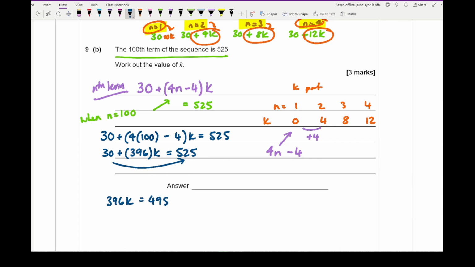And then if I take the 396 over to the other side by dividing, I get a k value of 1.25. And remember, k is a constant, it's not an n, so it doesn't need to be a whole number, it doesn't need to be positive, it's just the value of k. So my k value is 1.25.